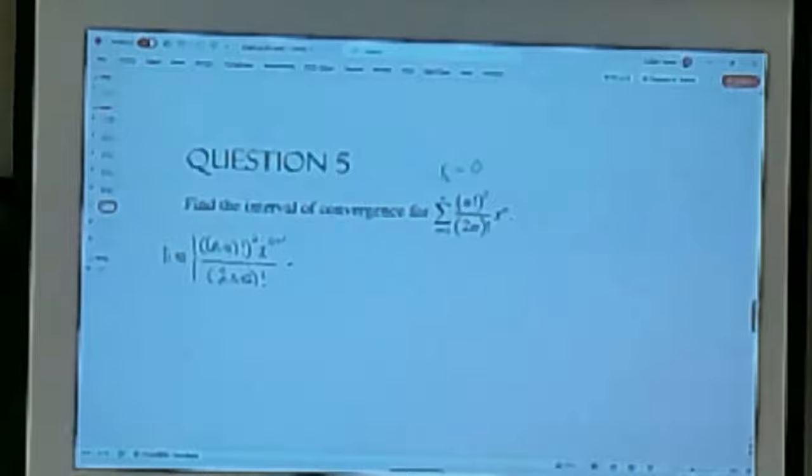Reciprocal of the n term. Let's see, 2n factorial, all that over n factorial squared times x to the n. Simplify that. So we have, I think, n plus 1 squared times x over 2n plus 2 multiplied by 2n plus 1.